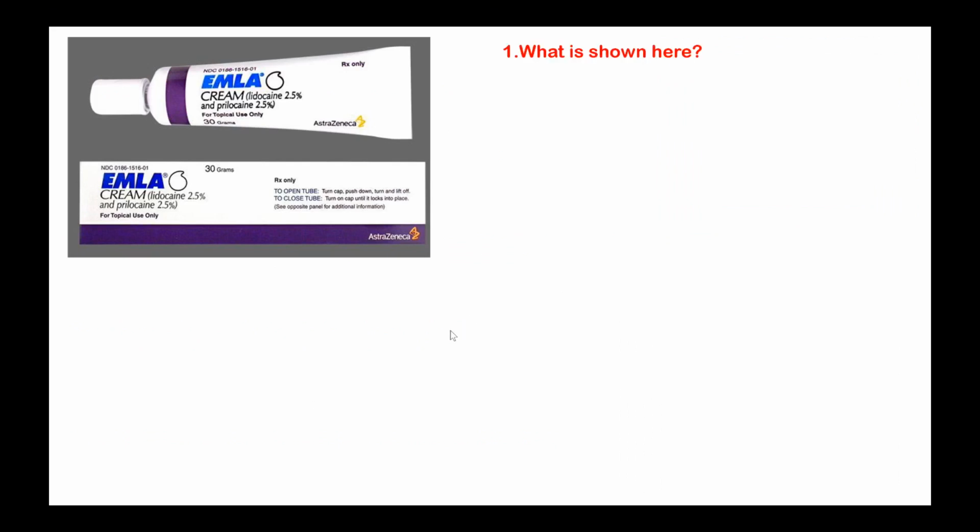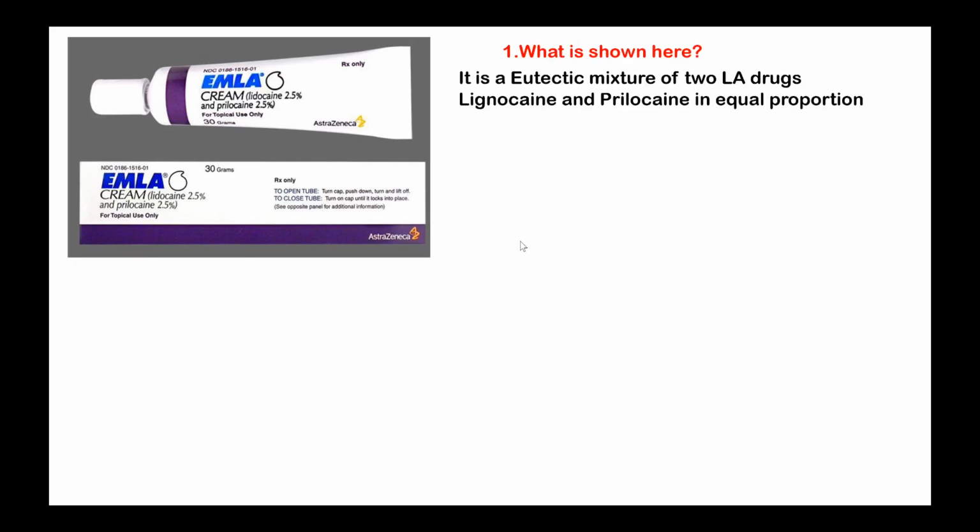What is shown here? EMLA cream, sir. A eutectic mixture of local anesthetics. It's a eutectic mixture of two local anesthetics, lignocaine and prilocaine, in equal proportion. What is a eutectic mixture? Lignocaine 2.5% plus prilocaine 2.5%. No, sir. The use of one drug helps in the absorption and efficacy of the other drug, sir.